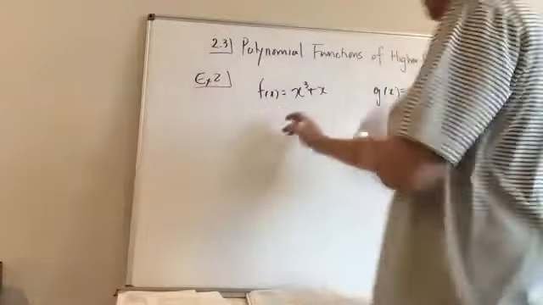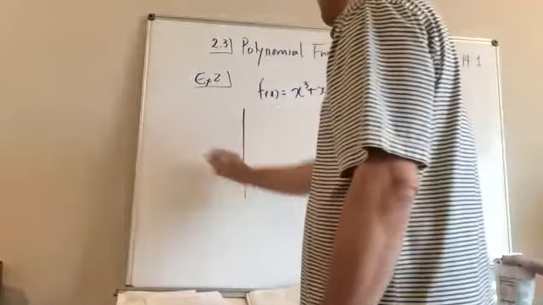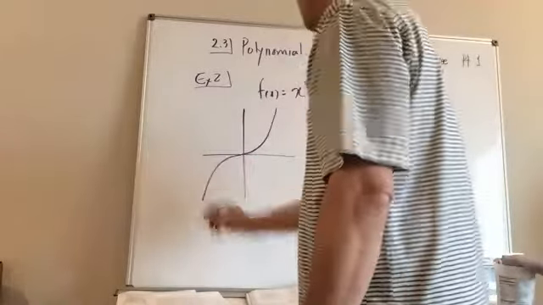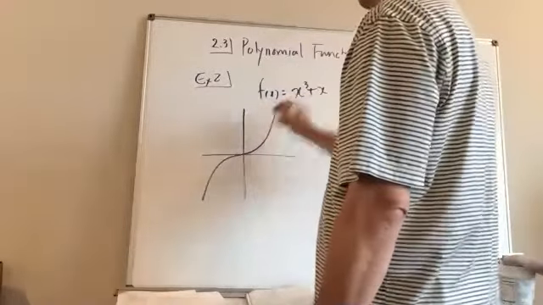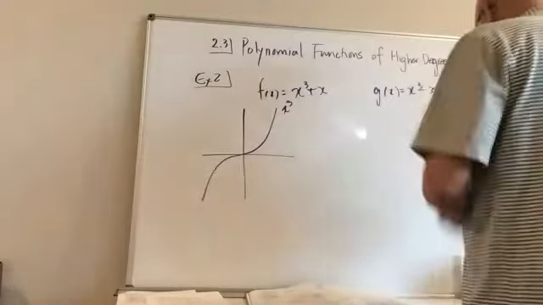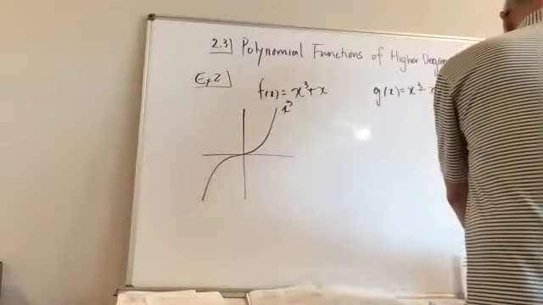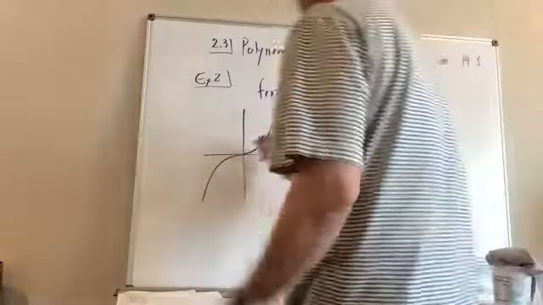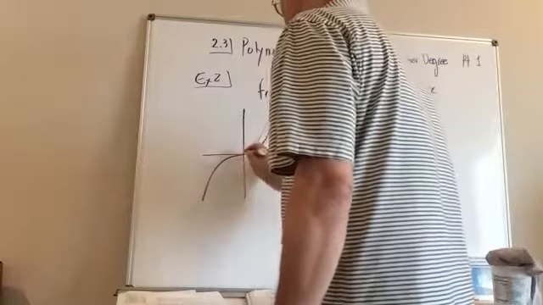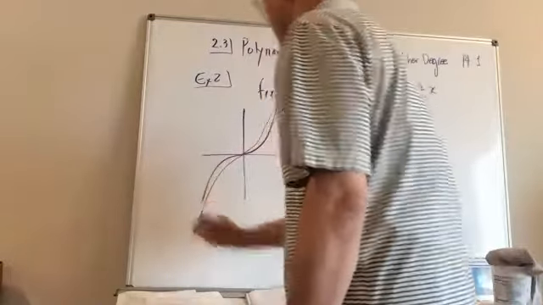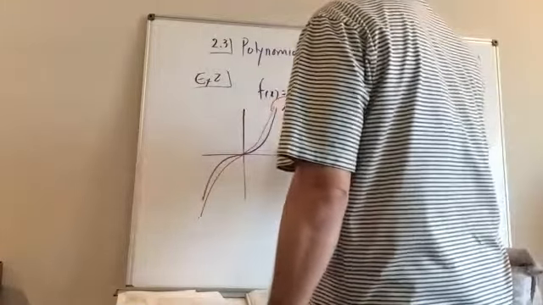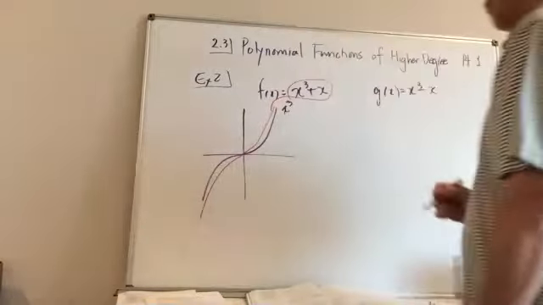Okay, and this one, we're going to start with x cubed. Now we're going to add the x to it, and what that ends up doing is it straightens it out a little bit here, like that. So this would be this guy right here.